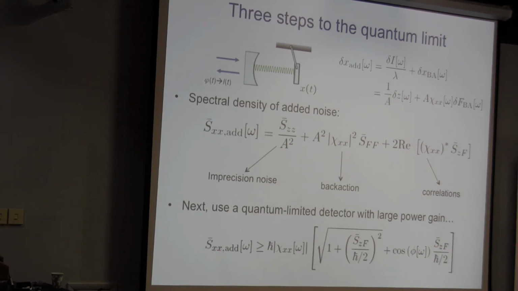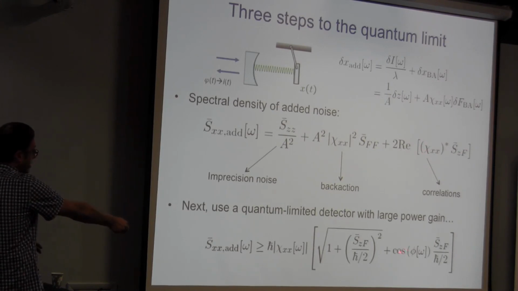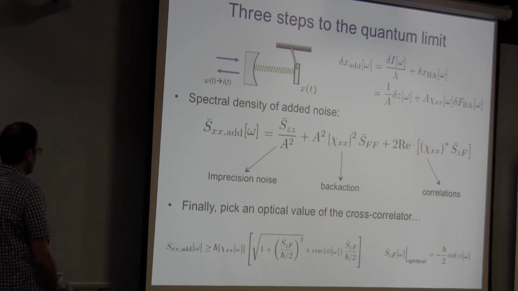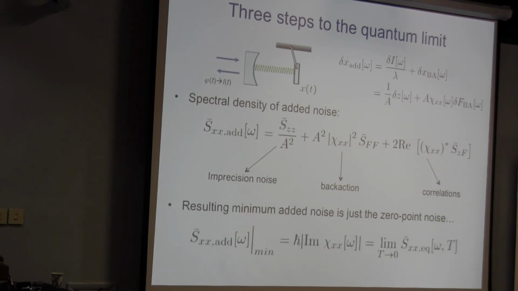Okay, so I'm interested in minimizing this added noise at some given frequency. We could pick a frequency. It could be the mechanical resonance frequency. It could be detuned from the mechanical resonance frequency. When I pick a frequency, that picks the phase of this susceptibility. If I know that, I can pick the optimal value of that cross-correlator. And the optimal value of that cross-correlator is determined by the cotangent of that phase.